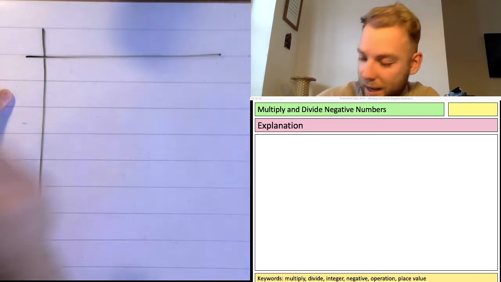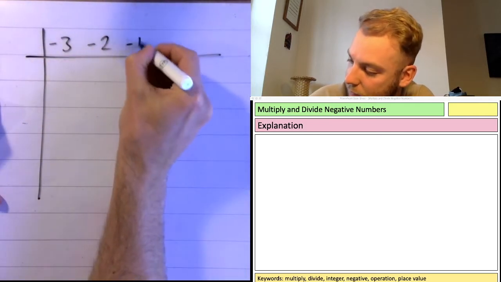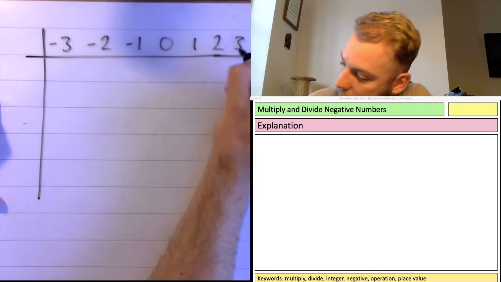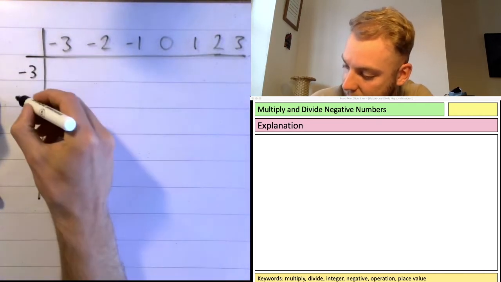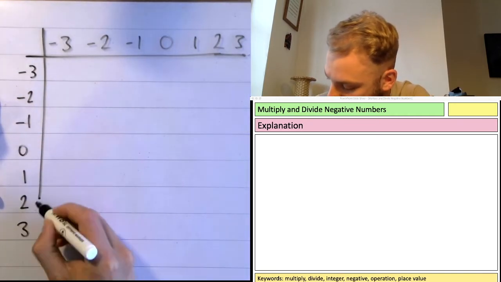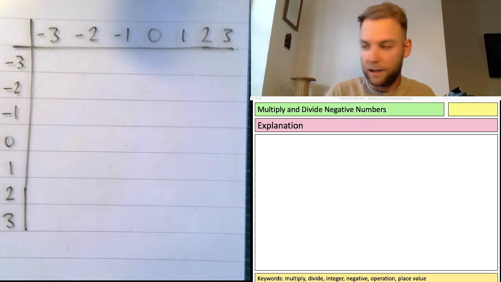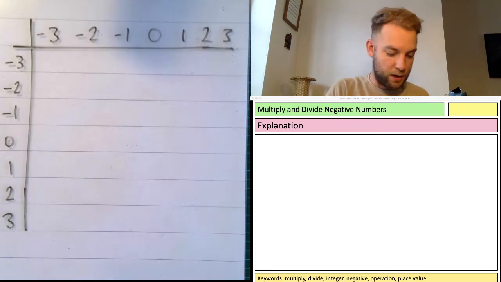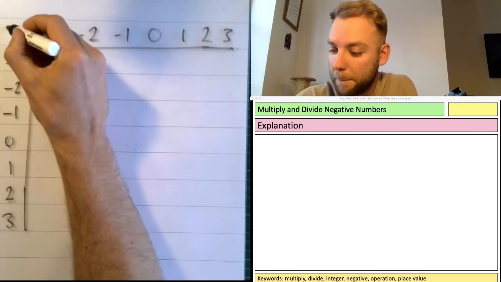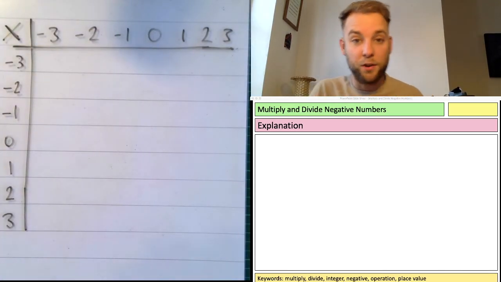So first of all, I'm going to deal with something that you already know. We do want to deal with negatives. I'm going to do from negative 3, so negative 3, negative 2, negative 1, 0, 1, 2 and 3. And then down, negative 3, negative 2, negative 1, 0, 1, 2 and 3, like that. Super. We're going to be looking at multiplying these numbers.